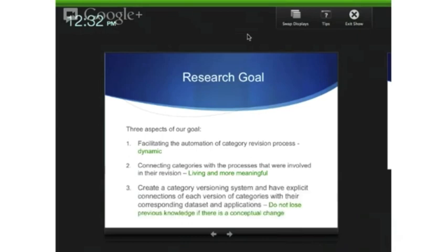And the third aspect is to not lose our previous knowledge if there is a conceptual change. So I propose to create a category versioning system which records different categories and has explicit connections of those categories with the corresponding applications that are based on them. To move to achieve these goals, I have some concrete research objectives, which I'll tell now.